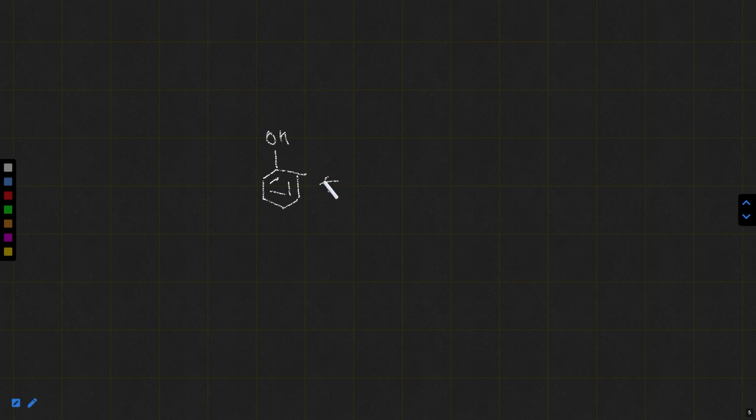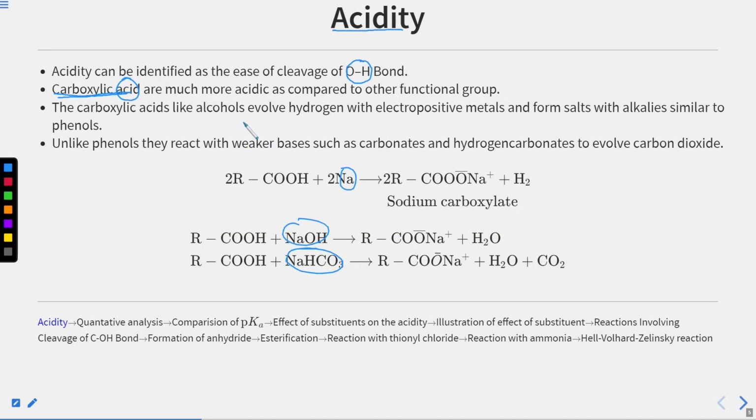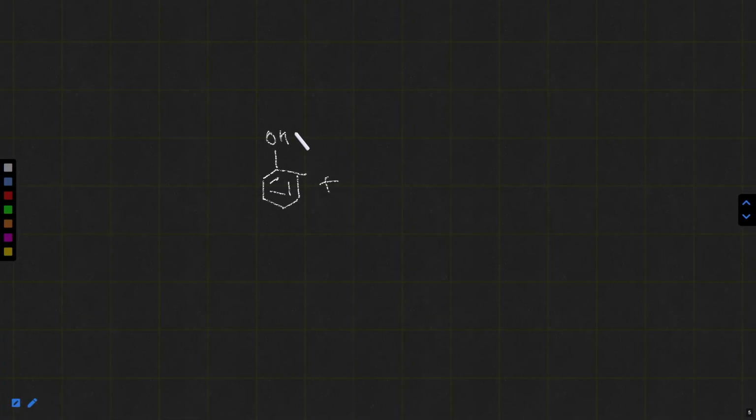Okay. So what I was telling is that carboxylic acids, like alcohols, evolve hydrogen with electropositive metals and form salts with alkali metals, similar to phenols. So you will end up with this kind of salt, O minus Na plus, if you react your phenol with sodium hydroxide or any metal, with the evolution of H2 gas, which is an indication that you have done an acid-base reaction and your acid was your phenol.